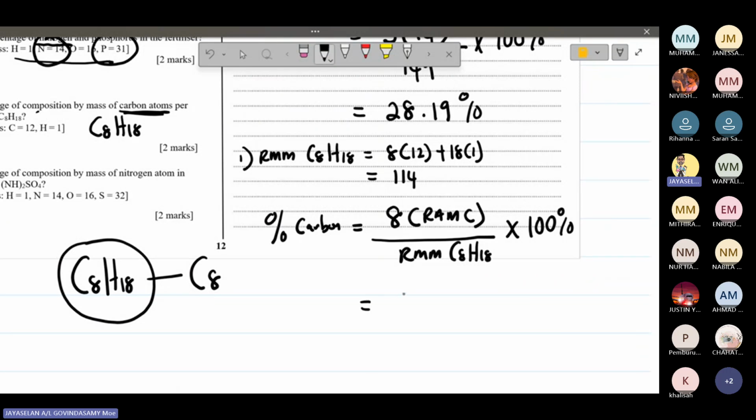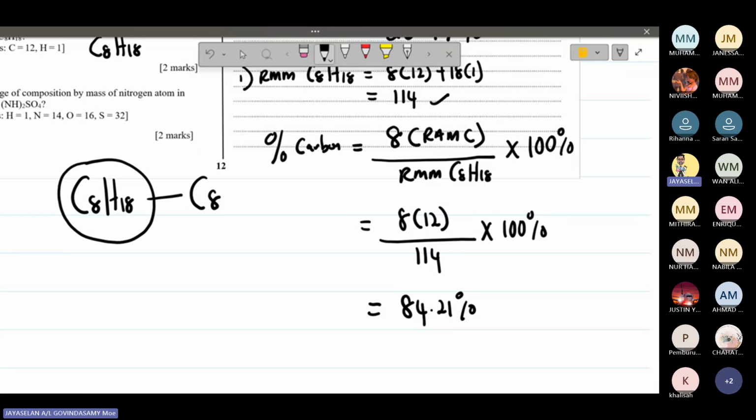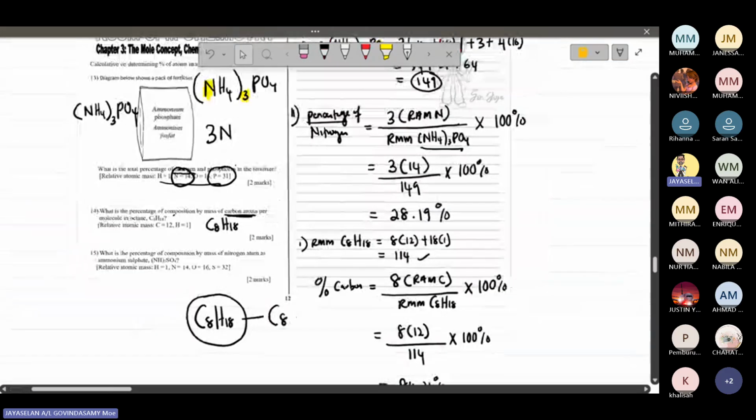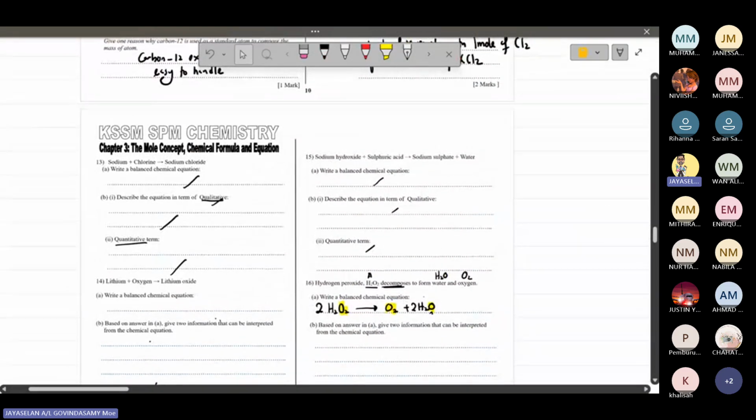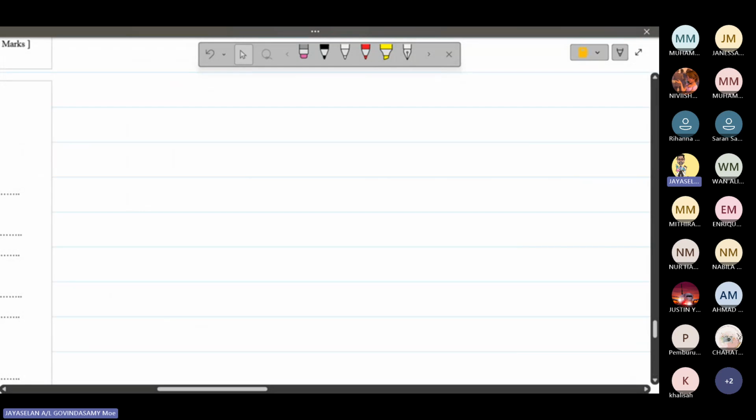Okay, any question? Okay, 8 times 12 divide with this one you already find here, 114, times with 100 percentage. Calculator, find the answer 2 decimal point. You guys will get 84.21 percentage. Any question? No question. Okay, so kita dah lebih daripada 10. We have one more last part, stoichiometry. Tomorrow we go for stoichiometry.